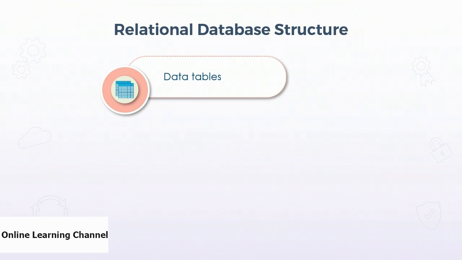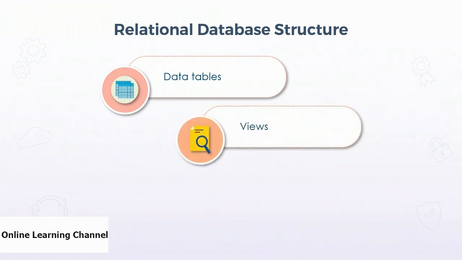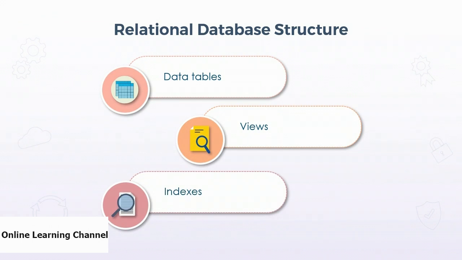The database structure consists of data tables, which, as mentioned, store data points as rows, where the attributes of the data points are defined as columns. Views, which are like a predefined query that returns the data in a different organization than the logical structure. And indexes, which help improve data retrieval.